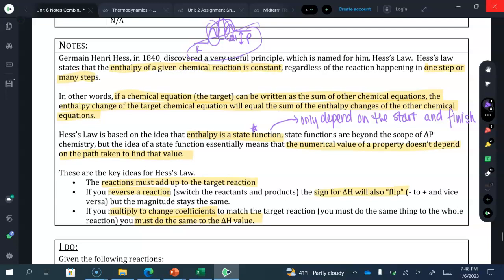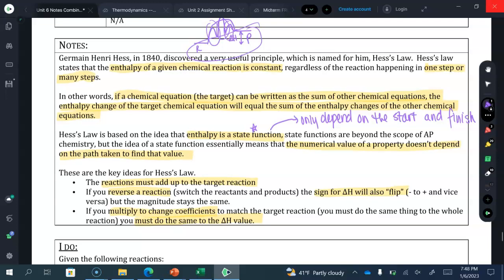And that's why adding a catalyst doesn't change the enthalpy of reaction either. You do drop the activation energy, but the enthalpy of reaction still stays the same. So the idea of a state function essentially means that the numerical value of a property doesn't depend on the path you take to find that value. It just depends on you actually getting there.